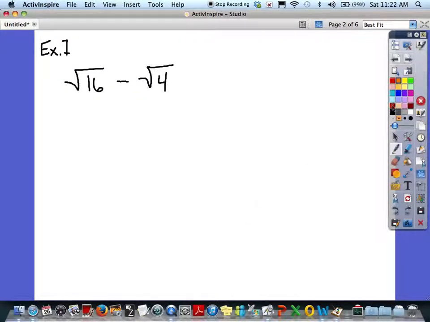And this is real straightforward, I think. You guys are going to do great on this. What's the square root of 16? What times itself is 16? Well, 4. Minus what times itself is 4? 2. And so our final answer here would be 2.